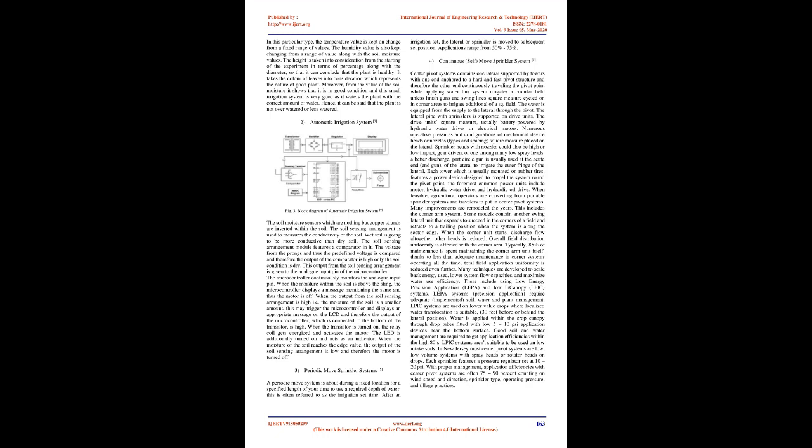The water level indicator indicates 3 levels, which are low, medium, and high, and also an empty tank. Water to the roots of the plant. It is also called micro-irrigation. In this particular type, the temperature value is kept changing within a fixed range of values. The humidity value is also kept changing within a range of values along with the soil moisture values. The height is taken into consideration from the start of the experiment in terms of percentage along with the diameter, so that it can be concluded that the plant is healthy.